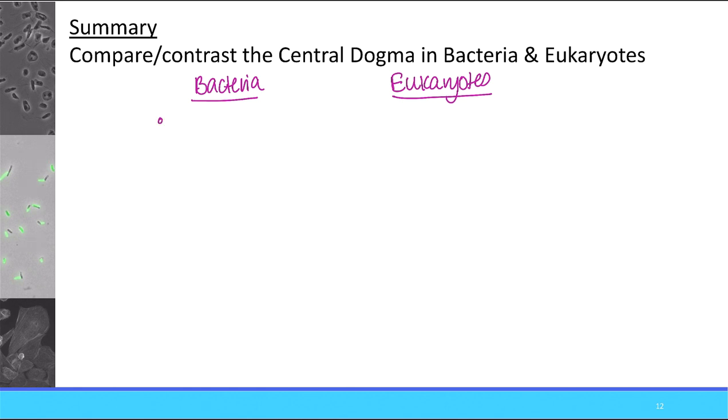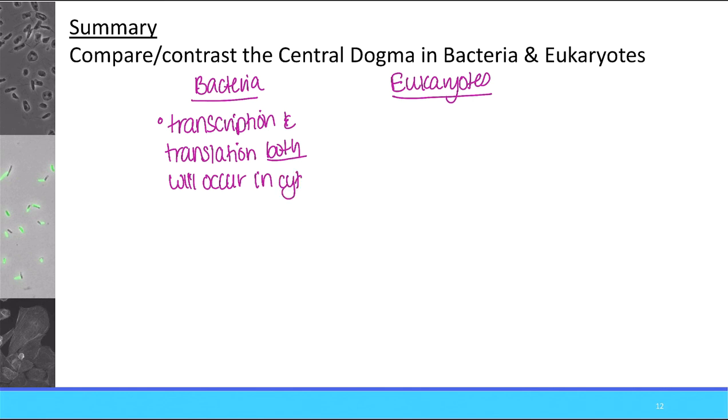So for bacteria, for transcription and translation, both of them will occur in the cytoplasm. And this, of course, goes back to our cell structure. Bacteria do not have a nucleus, and so everything that they need to do transcription and translation is all in one place. The other key difference here is that no RNA processing occurs.